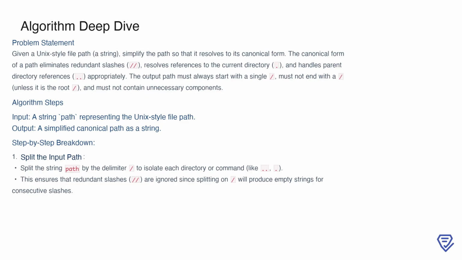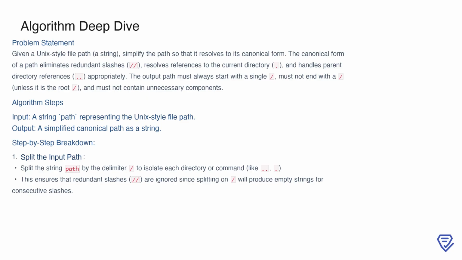In this problem, we are tasked with simplifying a given Unix-style file path to its canonical form. The goal is to eliminate unnecessary components such as redundant slashes, references to the current directory denoted by a single dot, and parent directory references indicated by double dots. The simplified path must always begin with a single forward slash, should not end with one unless it's the root directory itself, and must not contain any redundant elements.